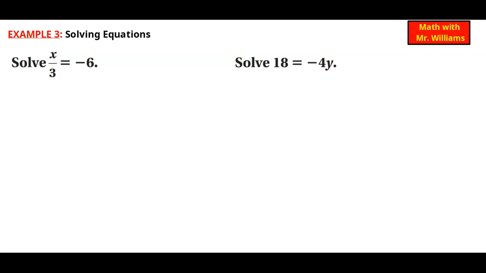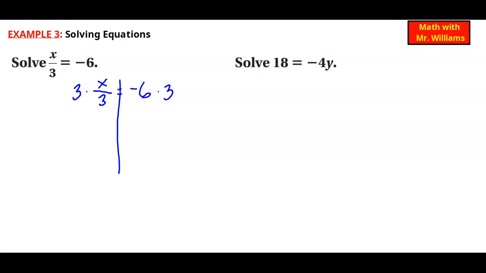Math of Mr. Williams, example 3, solving equations. Solve x divided by 3 equals negative 6. Let's go ahead and write down that equation. Okay, so let's draw our line of equality here. Now we see that x is being divided by 3, so to cancel division out, we're going to multiply by 3 on both sides of our line of equality.